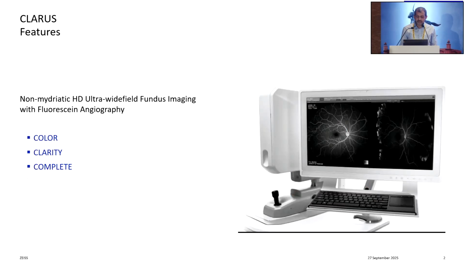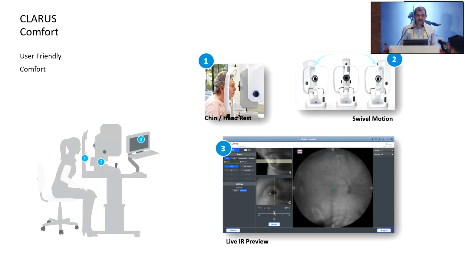Today I'm talking about the wide field fundus camera by Zeiss, known as Clarus, and it captures beautiful images even in a non-mydriatic pupil, and we will be talking of color, clarity, and the extent of the images. It's a very patient-friendly machine. The patient can sit very comfortably, and it's very user-friendly. The doctor or the technician who is doing the angiography or fundus photography also has a very good view on the very wide field screen which is available.